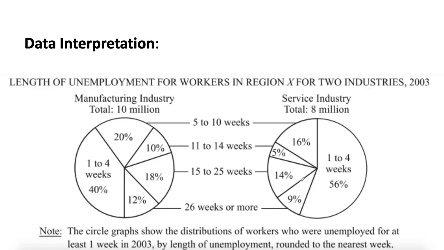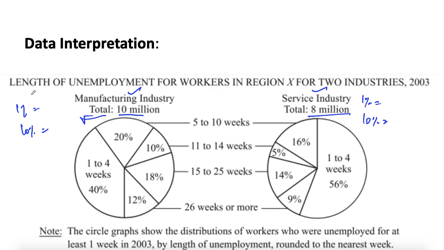Now let's move to another graph. Again, this is a pie chart, and we will just take 10 to 15 seconds to get an understanding about this graph. So this is length of unemployment for workers in region X for two industries. Manufacturing industry and service industry, and this is 10 million and 8 million. So just find the 1% and 10% for each.